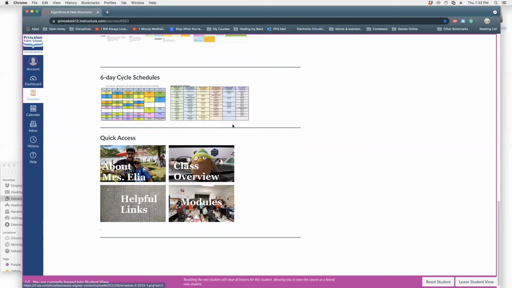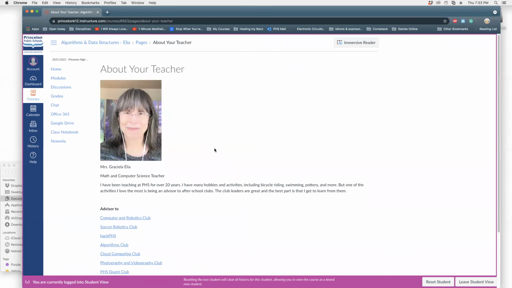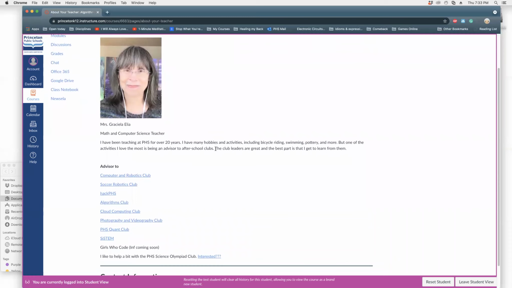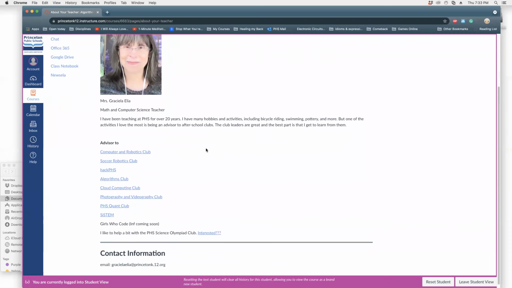So if we want to know something in particular about the class itself, the best is to look at the class overview. But before we do that, let's see what Mrs. Elliott does after school. One of my biggest interests is to do advising of clubs. As you can see, I advise a bunch of clubs. I have more of this, but they didn't put the act together for the club fair.